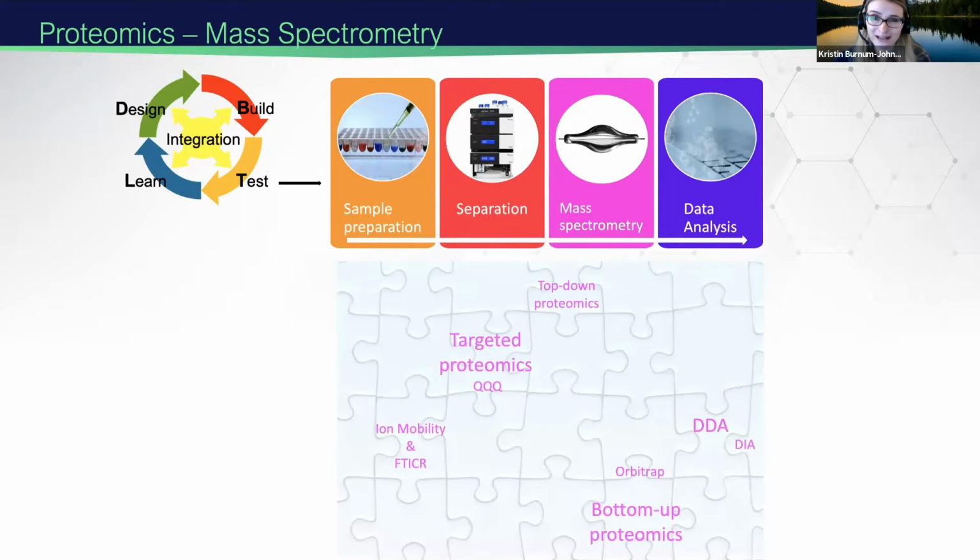For the pink mass spectrometry box, mass spectrometry methodologies that will be discussed in more detail today include bottom-up and top-down proteomics, targeted proteomics, ion mobility, and Fourier transform ion cyclotron resonance, or FTICR, data-dependent acquisition, DDA, and data-independent acquisition.